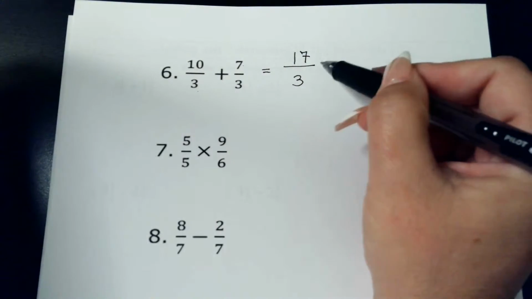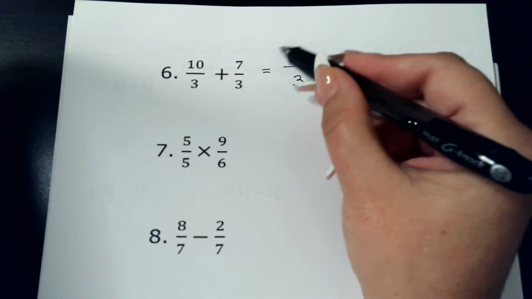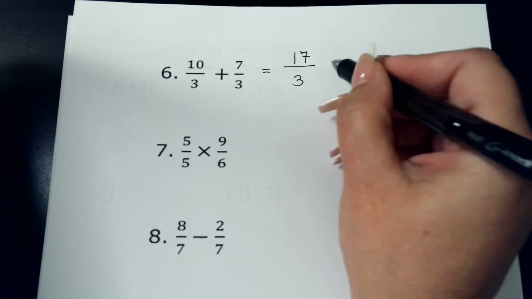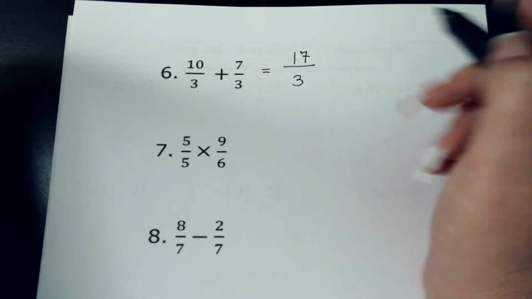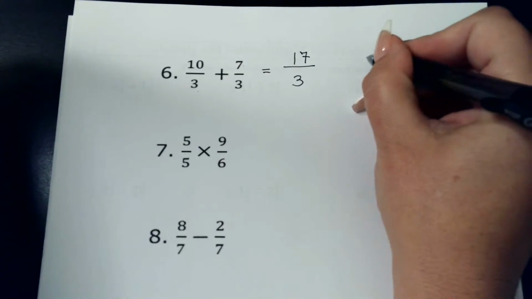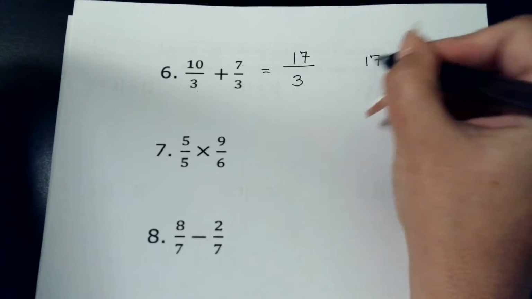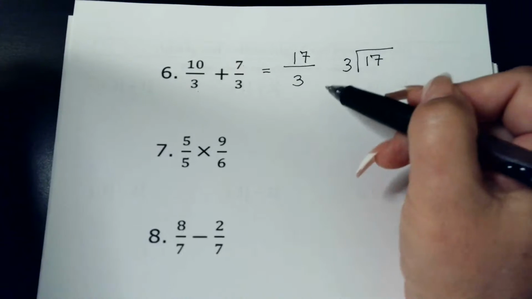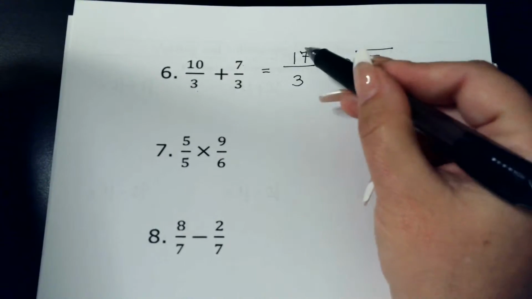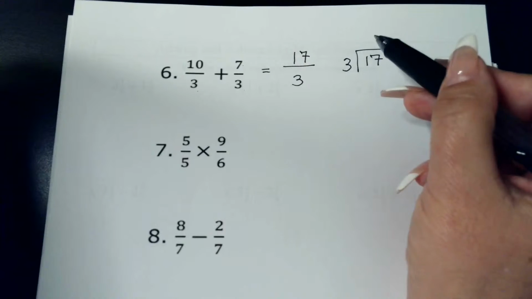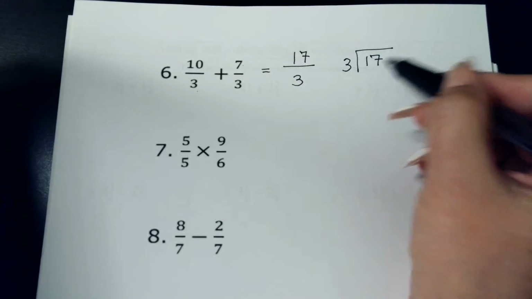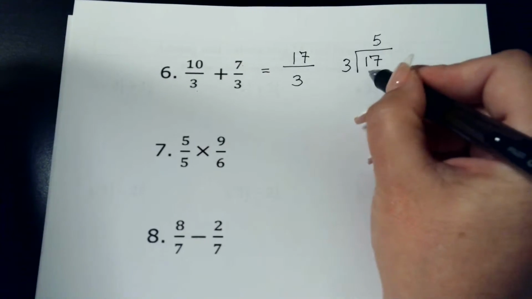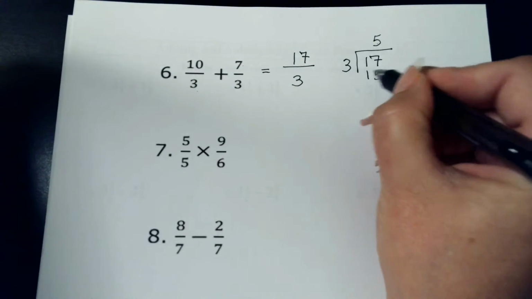This answer is an improper fraction, meaning that the numerator, or top number, is larger than the bottom number. So the way we convert it is the numerator goes inside the division doghouse, and the 3 is on the outside. So this is a division problem, and this is what it looks like when we divide. 3 goes into 17 5 times. 5 times 3 is 15.